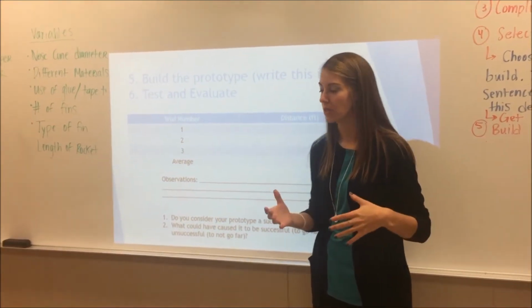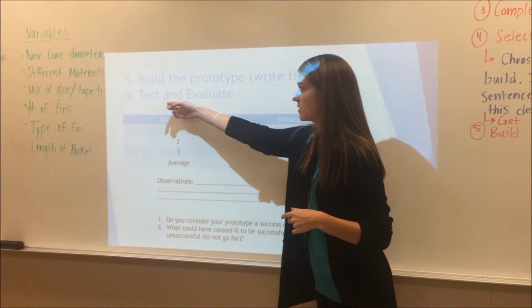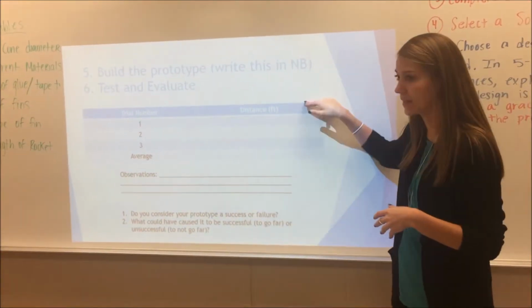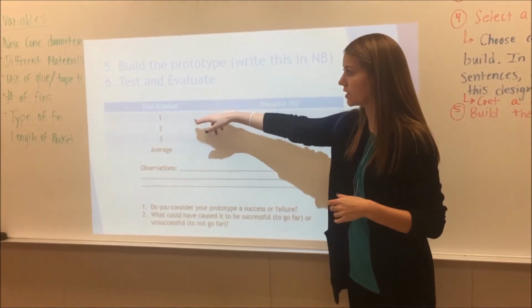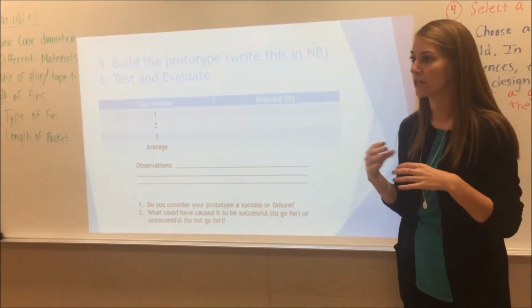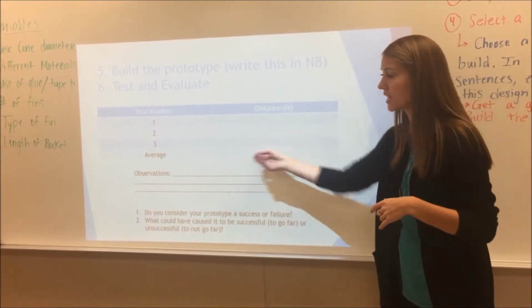You're going to write that in your notebook because that's what you did next. You built it. Then you're going to do step 6, test and evaluate. You're going to draw a chart or a table just like this. When we go outside, you're going to launch 3 different times. You're going to get the distance for each time that you launch that same rocket. Then you're going to come up with the average.